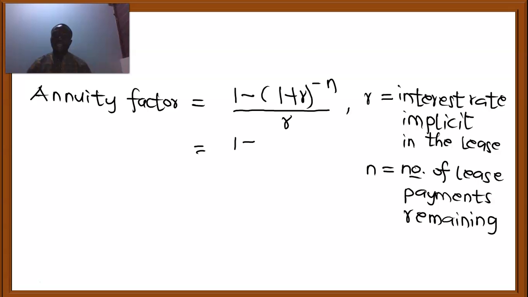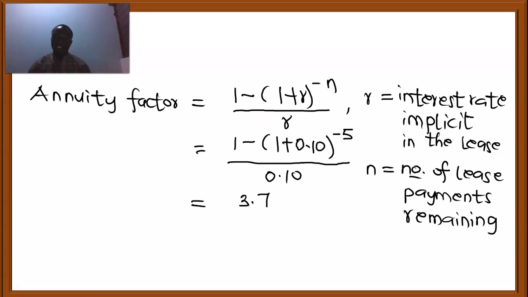So we have 1 minus (1 plus r), where r is the interest rate implicit in the lease. In this question, we are given the interest rate implicit in the lease to be 10%, so plus 0.10. We raise it to the power negative 5 because we have 5 lease payments to be made in future. Then we divide it by 0.10. This gives us an annuity factor of 3.7908, when you round it off to 4 decimal places.